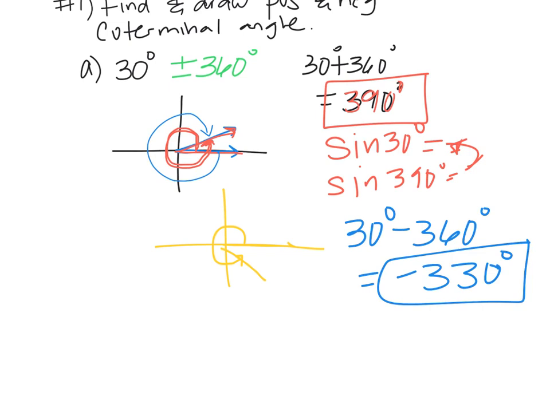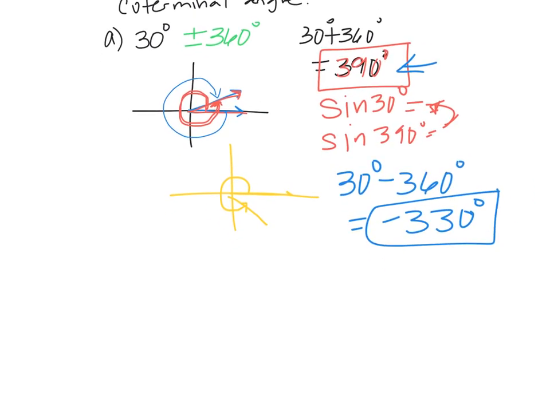And by the way, there's infinite answers to this. If I took 390 and I added another 360 to that, that's another one. Add 360, another one, another one, another one. And same thing with subtracting 360, another one. Okay?